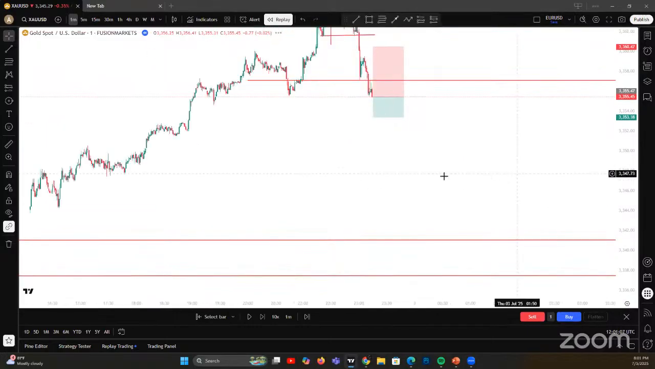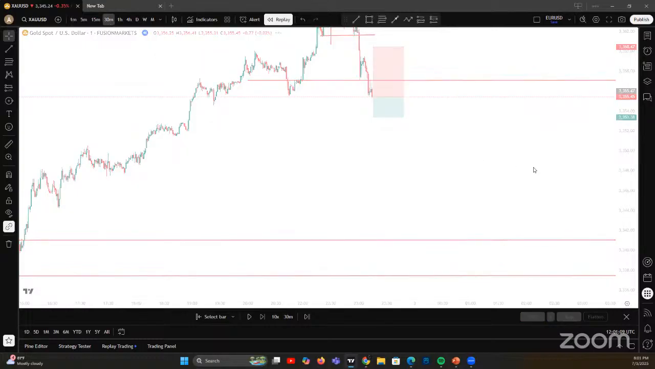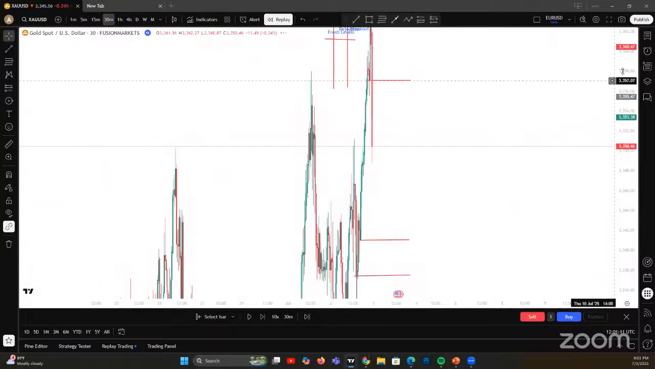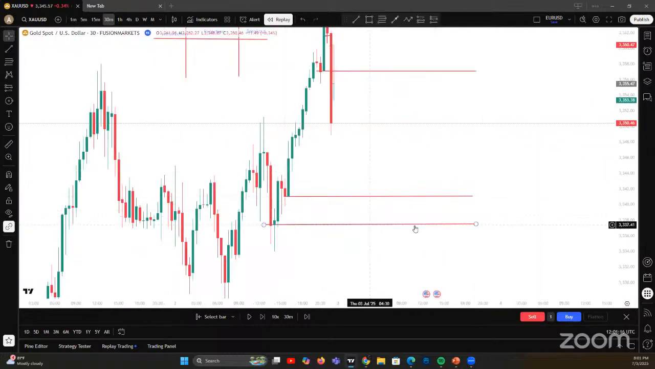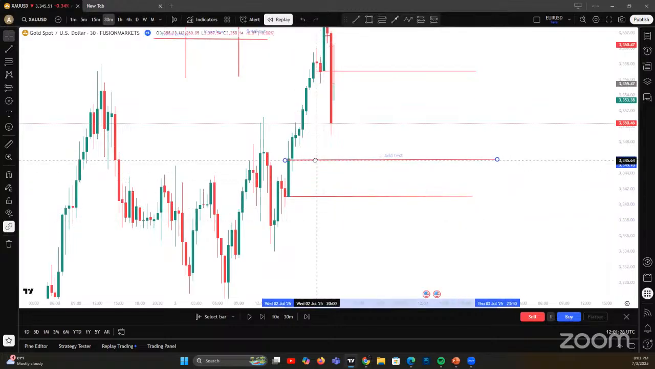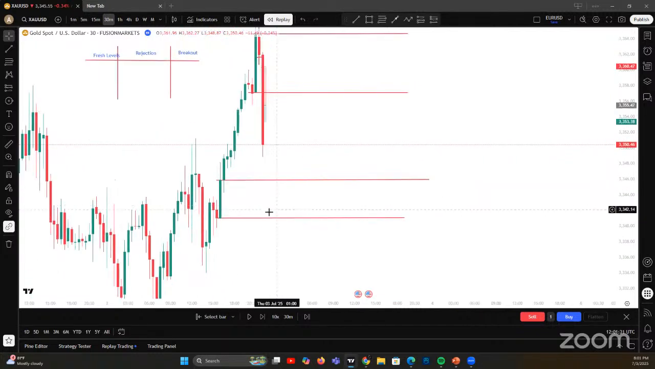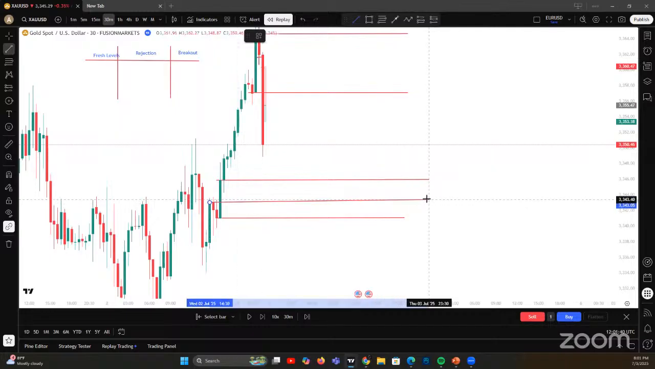So where is your target? We were playing with the 30-minute, right? Go back to your 30-minute because that's where you find your entry there. Where's the potential targets? This is a potential target, my friend. On the 30-minute, this or this. These are all support, huh? But let's see where price will go now. Or this. This is also a potential target. This resistance becomes support.